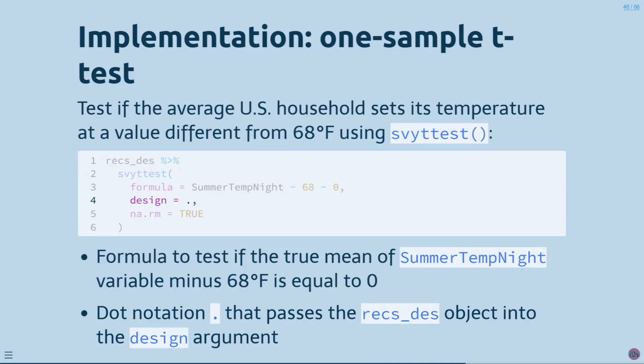So that's kind of the standard. If the first argument of your function is where your data, where your design object, is supposed to go, then you're fine. You don't need to worry about the dot notation. But since the survey package doesn't talk nicely with tidyverse, we have to force it to tell it where to go. So that's what that dot represents.